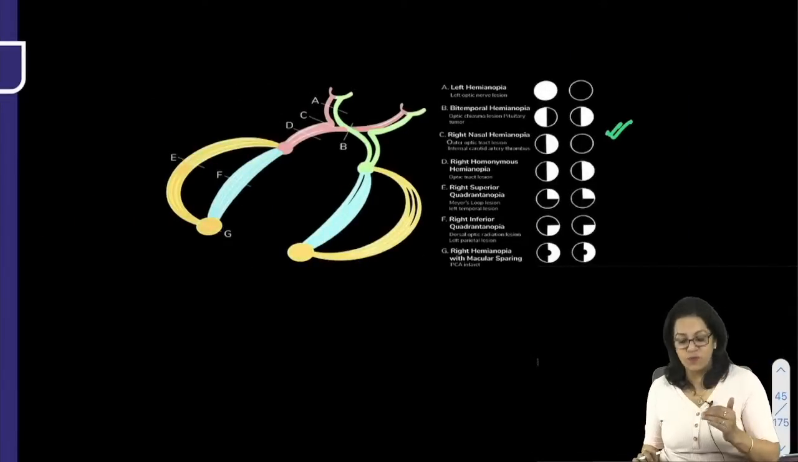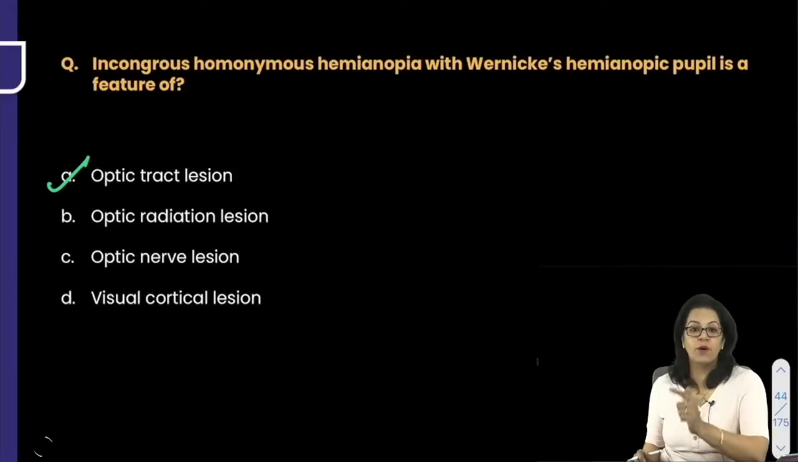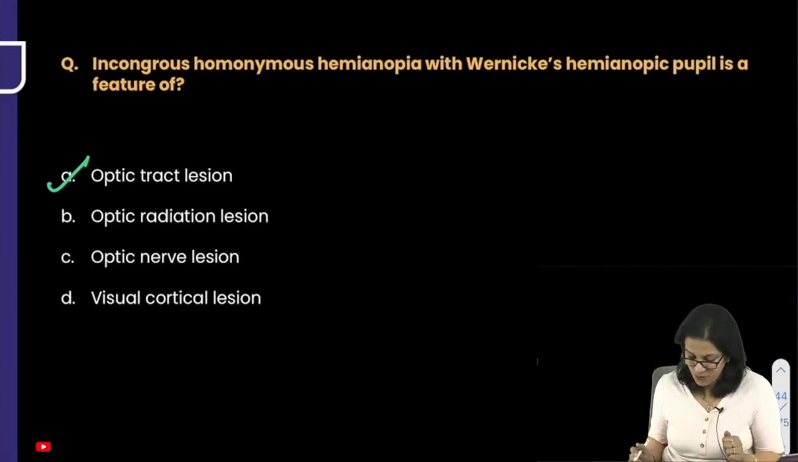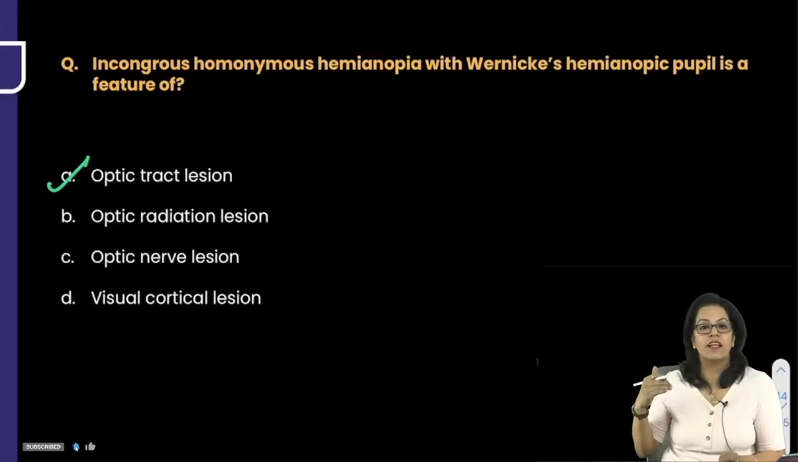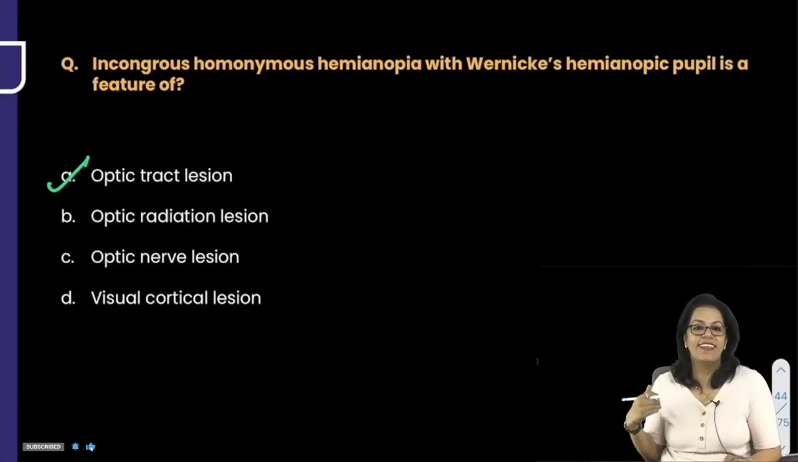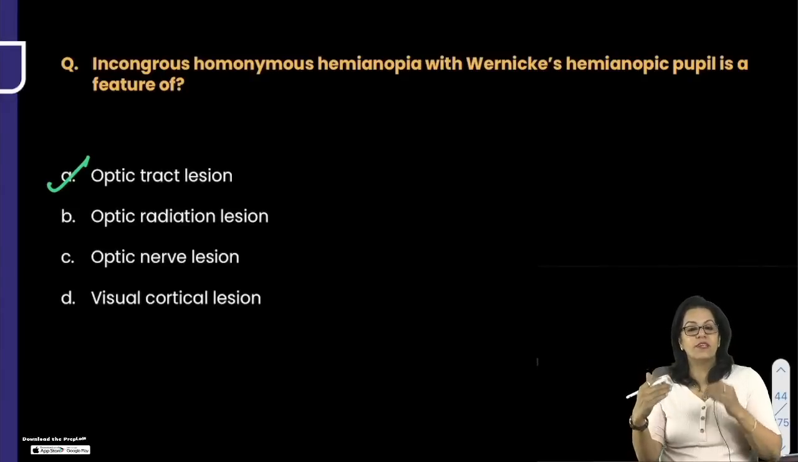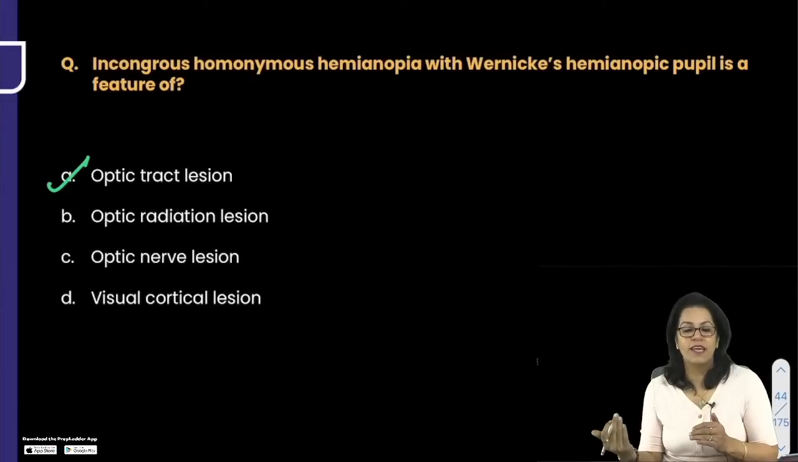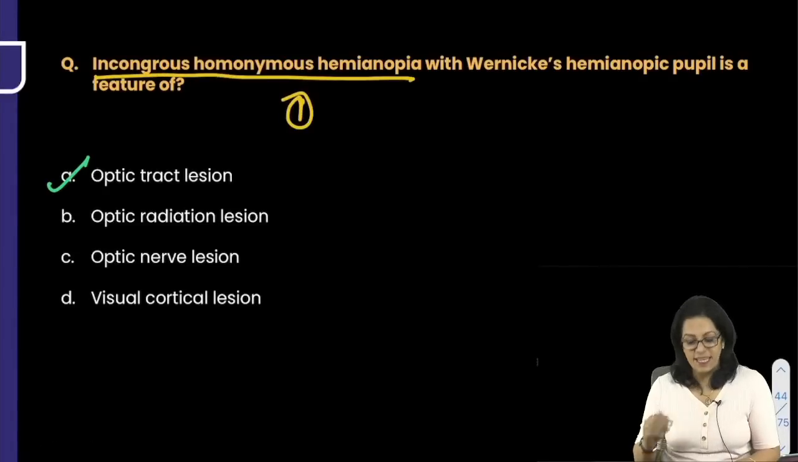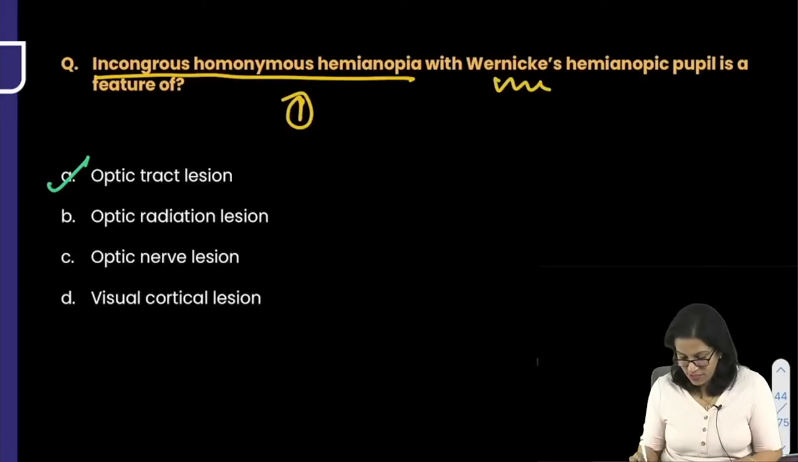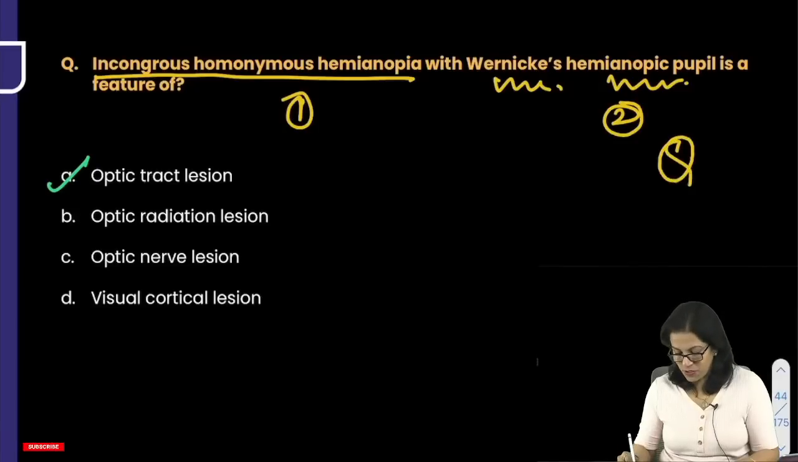I have to discuss a lot of questions, but let's go back to the optic tract and see what things we have to know. Of course we have to learn a lot of details in each lesion, isn't it? Very quickly, when you talk about chiasmal, we'll talk about that. We have a question on that. Coming to optic tract lesion, one is your incongruous homonymous hemianopia, you have learnt with me. The second important thing is Wernicke's hemianopic pupil. You should know this. This is an important question for your exam.